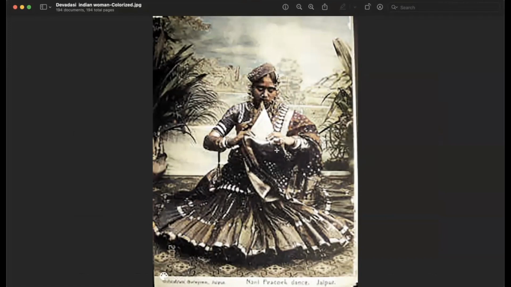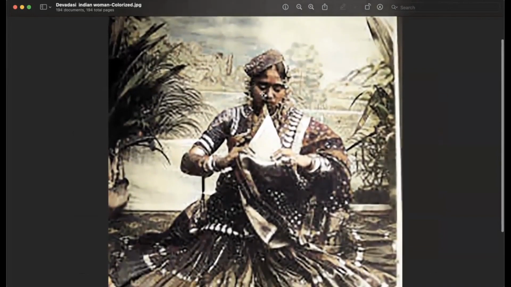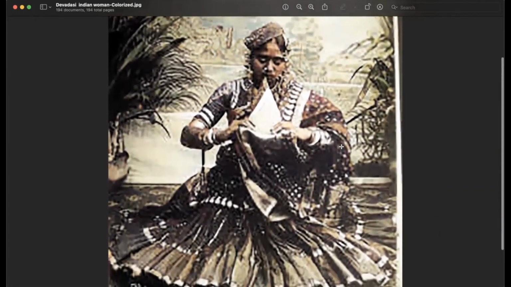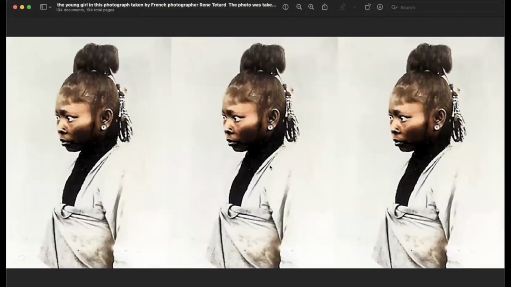The Devadasi Indian women. The Devadasi, this is a very old and small picture that I found, but you can see what she looks like. And right here it says, this young girl in this photograph taken by French photographer René Tetard. The photo was taken in Lao Cai, an old town located in the Tonkin region of mountainous northern Vietnam. This is an indigenous woman from Vietnam. Take a good look at her.